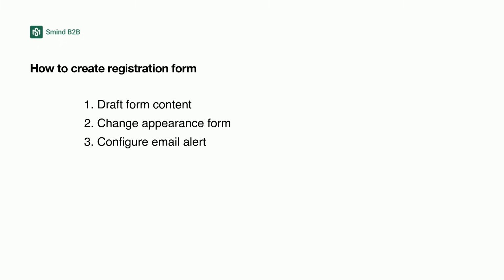First, we draft the form content, which is adding all the specific questions and fields you want to ask. Second, we change the form appearance so it matches your brand's look and feel. Third, we configure email alerts so you get notified of a new buyer. Fourth, we set a submission message to thank them for applying. And finally, we publish the form directly to your storefront. In this video, we are going to focus on step number 5, so let's get started.